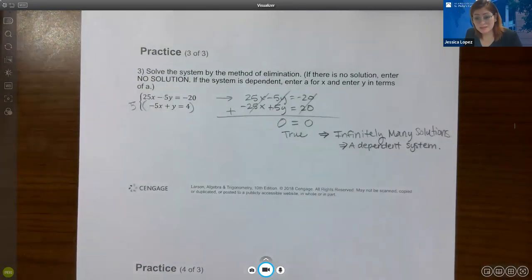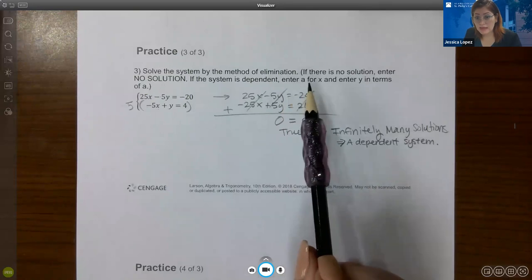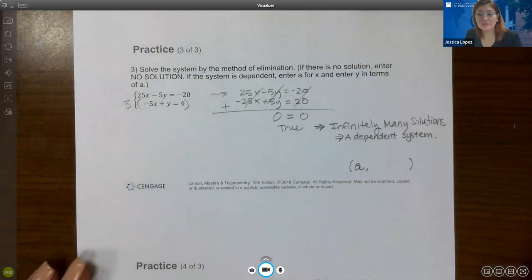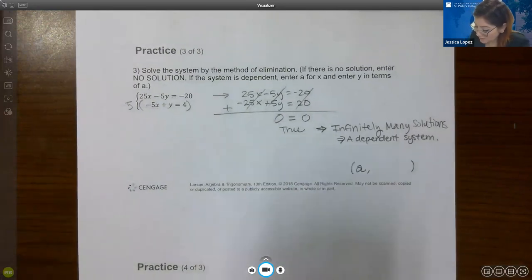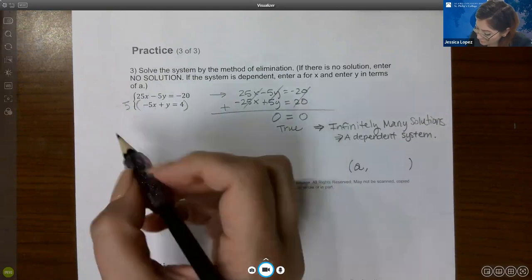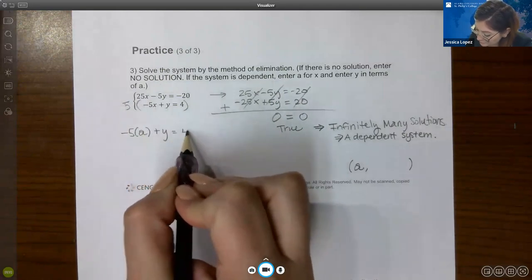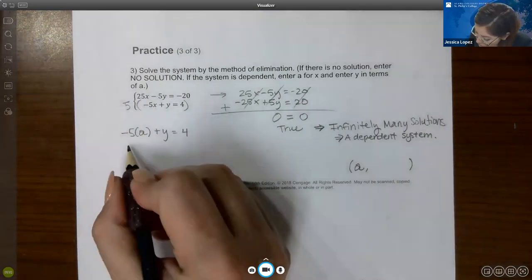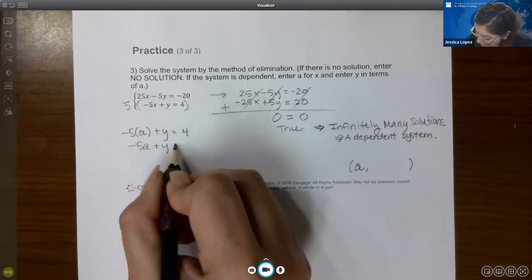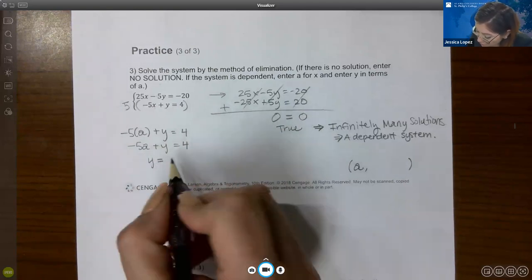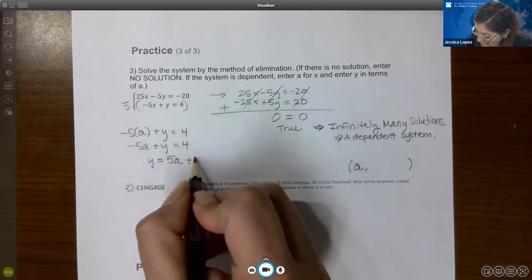Now, because it's a dependent system, look what it says here. It says enter A for X. So in my point, I would have A for X, but then I need something for Y, which is also in terms of X. So what do I do? I take one of those equations, which one? I think I'm gonna take the one that just has Y all by itself, and I'm going to plug in an A for X. And then I'm going to solve for Y. So this would be negative 5A plus Y equal to 4. And if I add 5A on both sides, I will get positive Y equal to positive 5A and positive 4.